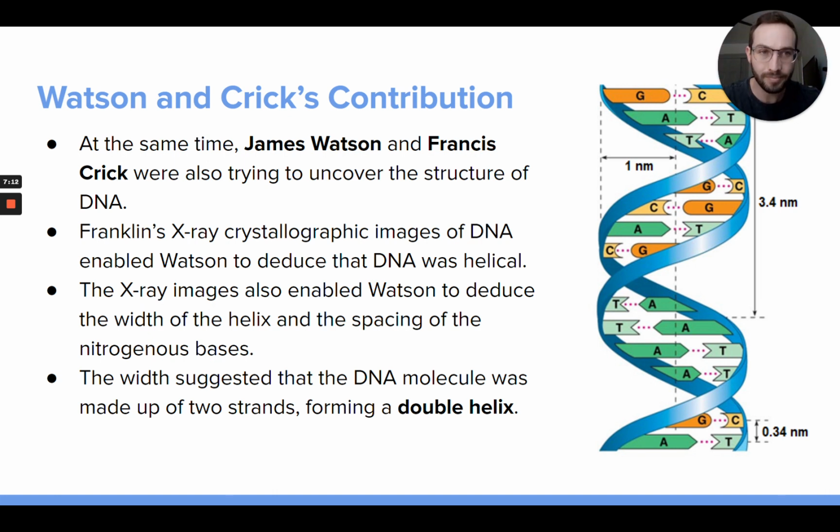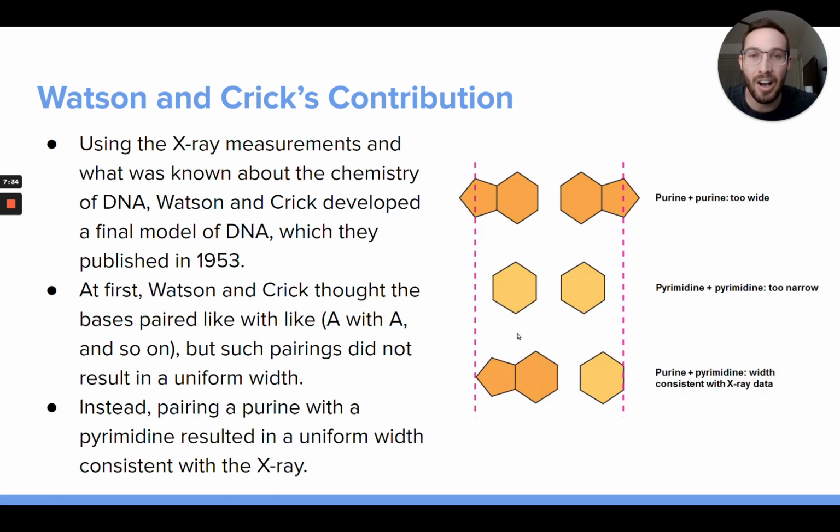But these guys ultimately are going to figure out the whole shebang about the structure of DNA. They're going to figure out that it's a double helix made of two strands twisted around each other. There's nitrogenous base pairing in the middle. They figure out the actual specific dimensions of a DNA molecule, as you guys can see here. So they're going to really nail down the whole precise structure of DNA.